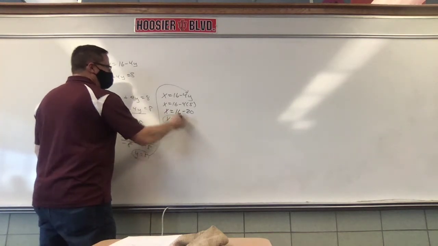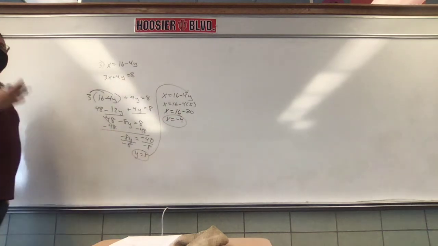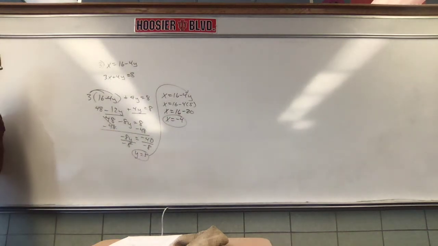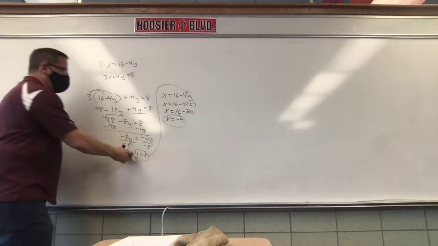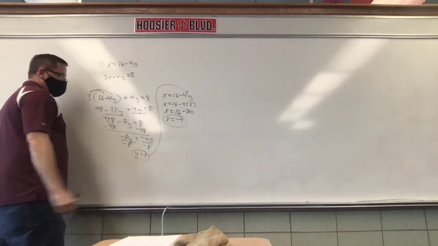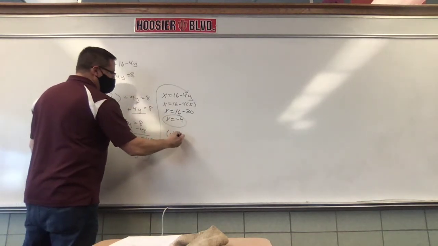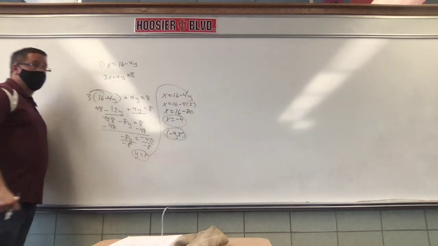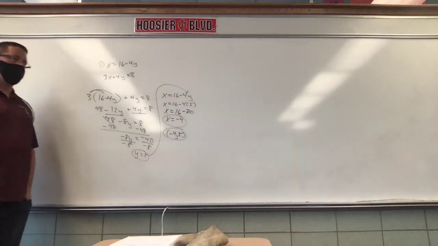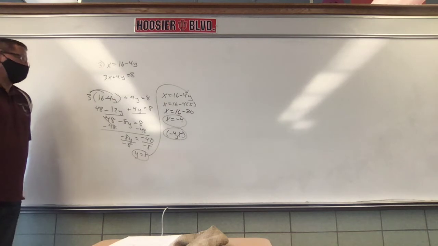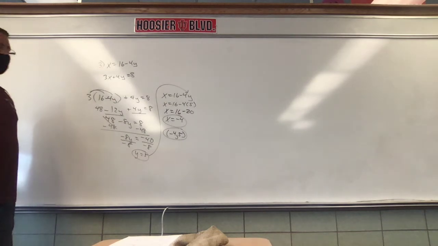So, 16 minus 20 is negative 4. Now, here's the deal. I have no problem if you leave your answer like this. This is fine. You leave it like this, perfect answer. If you want to write them as a point, that's fine, but you better put them in the right order. Is it 5, negative 4, or negative 4, 5? x comes before y. You don't have to write them as a point. But if you do write them as a point, you gotta put them in the right order. I don't want to mark you wrong, but I'd have to. It's not the right answer.